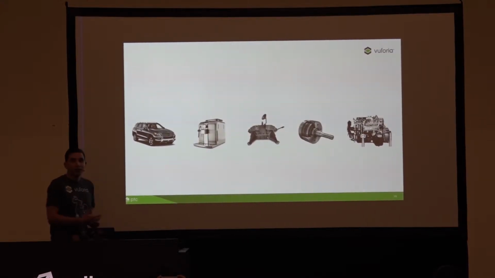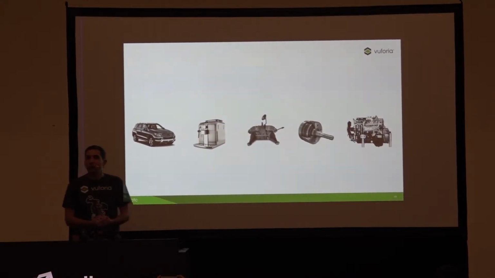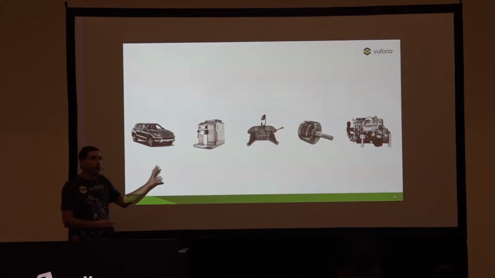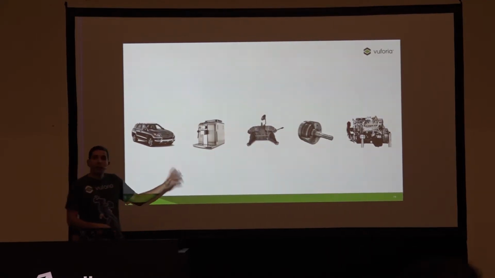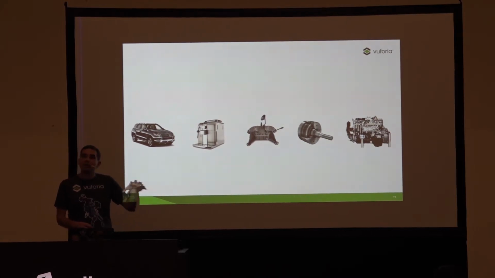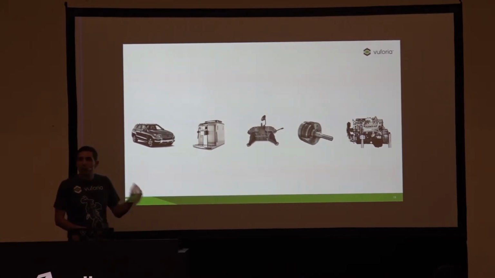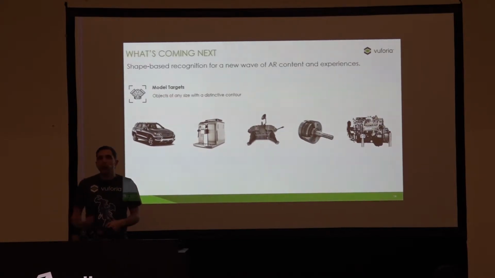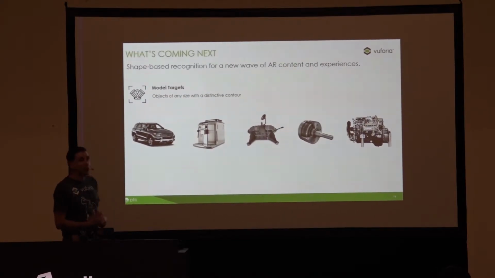Objects like cars. Cars, if any of you guys have been working with AR, you know that it's really tricky to augment cars. Appliances, 3D printed objects or parts, industrial equipment, and engines. All of these have been traditionally really tricky to augment because there's no intricate visual detail there. So Vuforia has come up with this technology called model targets.